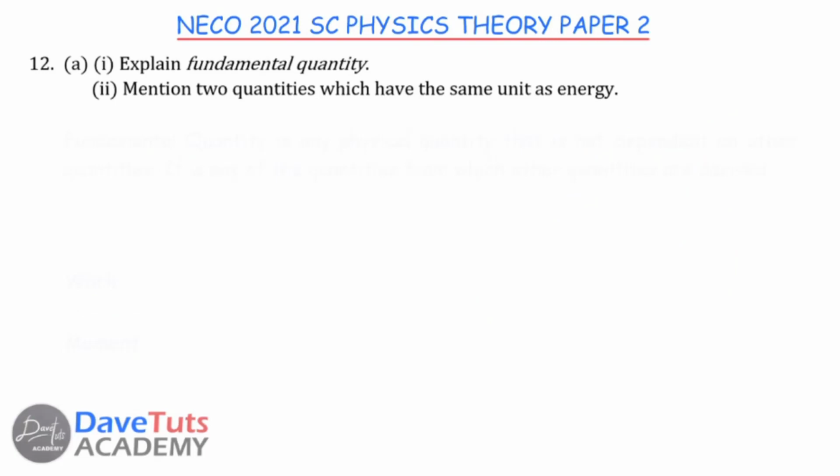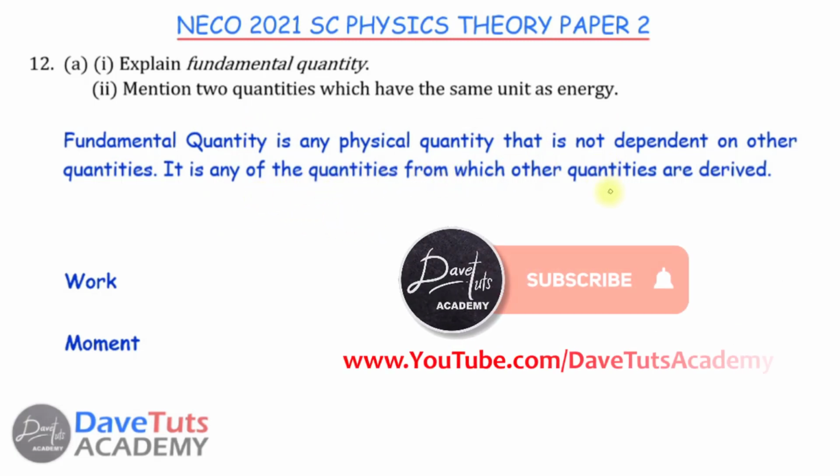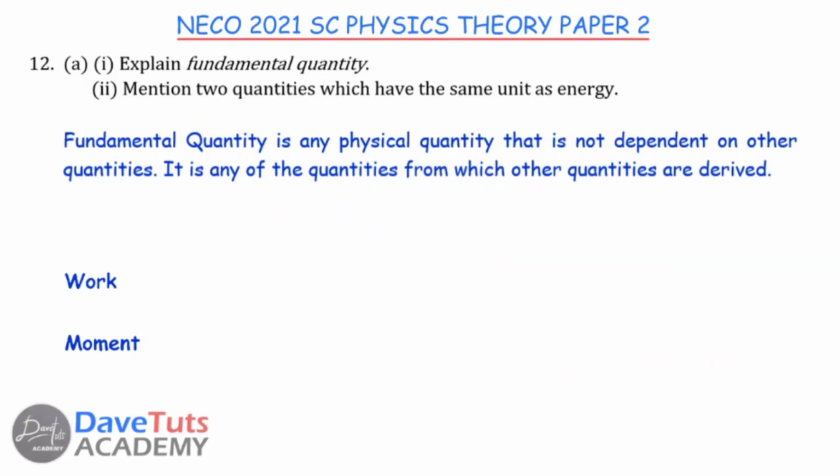Here we're asked to explain fundamental quantity and to mention two quantities which have the same unit as energy. By definition, a fundamental quantity is any physical quantity that is not dependent on other quantities. It's a standalone quantity. It's any of the quantities from which other quantities are derived. So that's why we call it fundamental. In the second question, we are to look at two other quantities that have the same unit as energy.